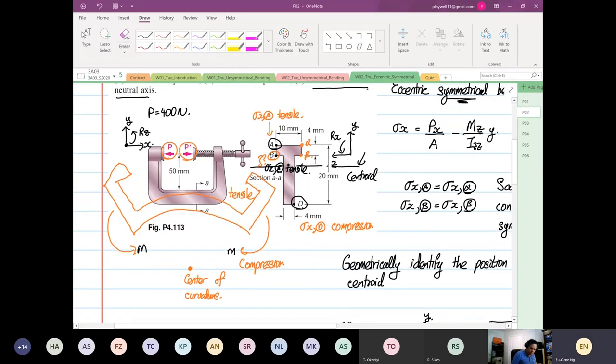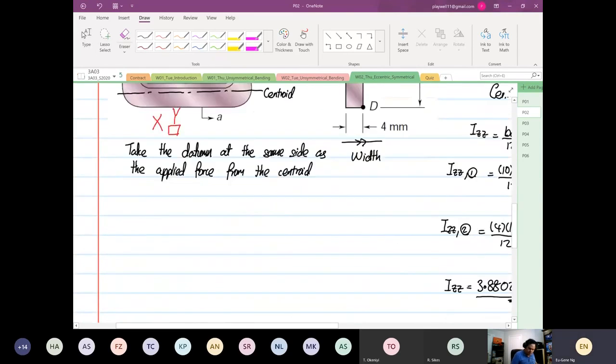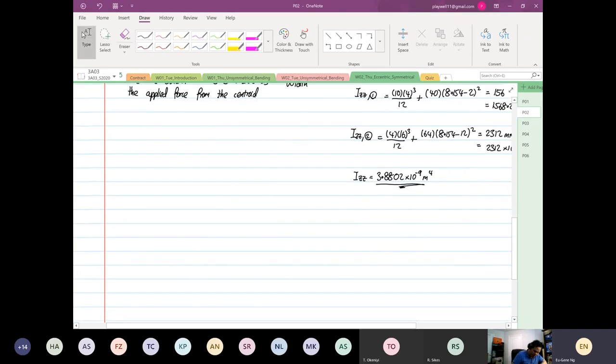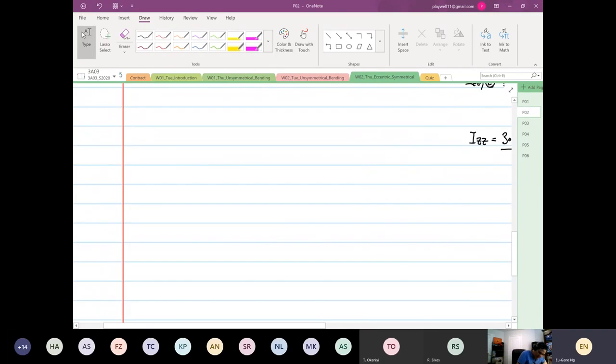So we have our Izz already, and now we can plug everything into the formula. Let's look at the formula first. The formula states that stress x is equal to Px over A, plus Mz over Izz multiplied by y.